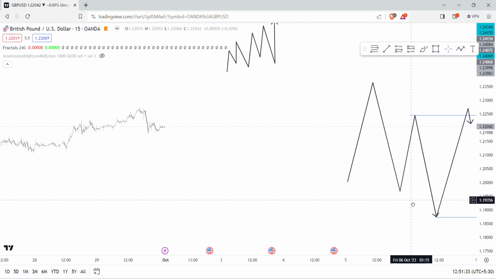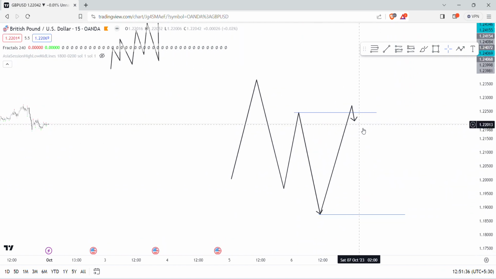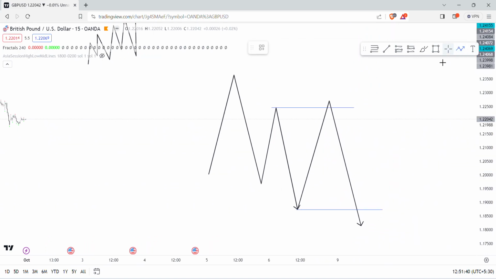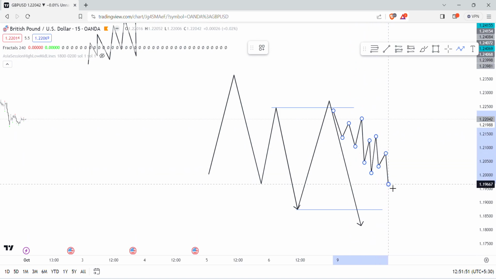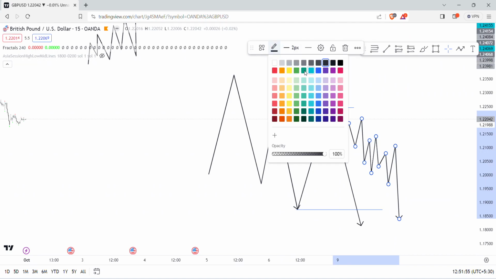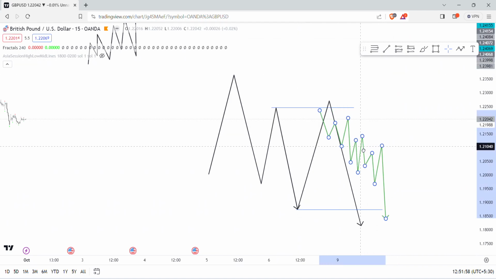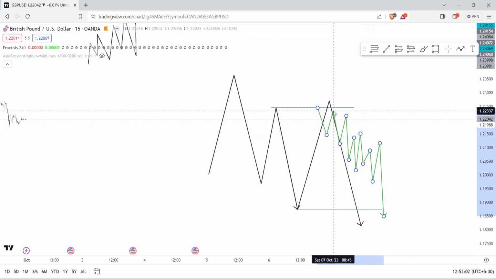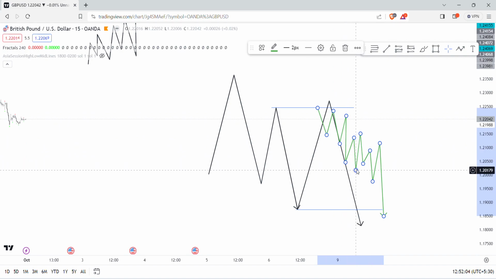Now, in the lower time frame, where we enter the market, for example, let's say this is how the market moves. I will exactly tell you where to enter in the lower time frame. So this green is the 5-minute structure. Let's say this is the lower time frame entry.